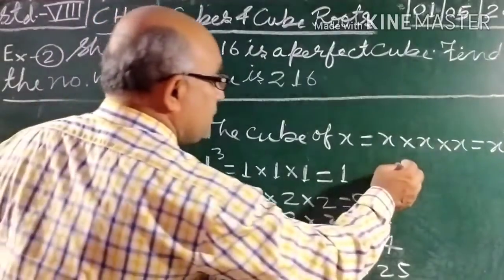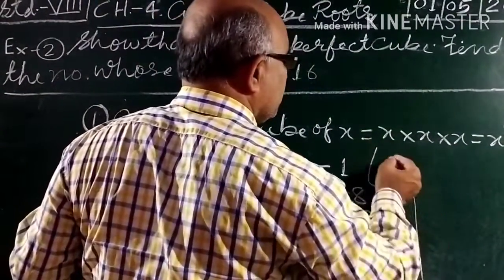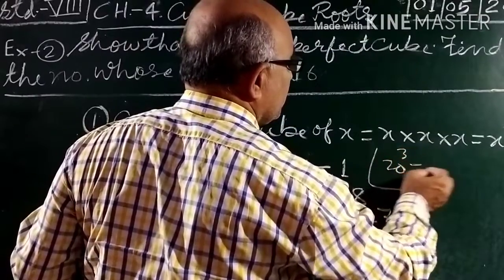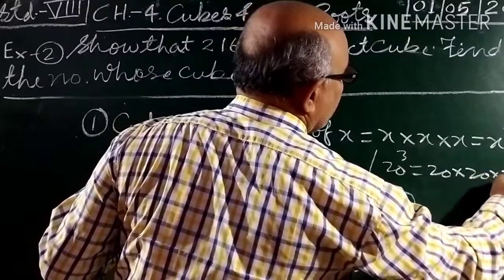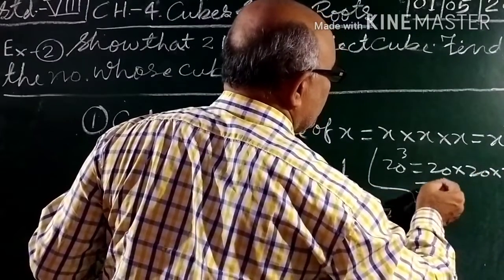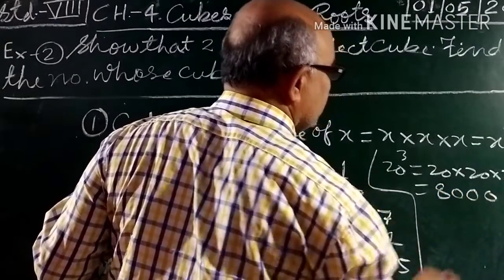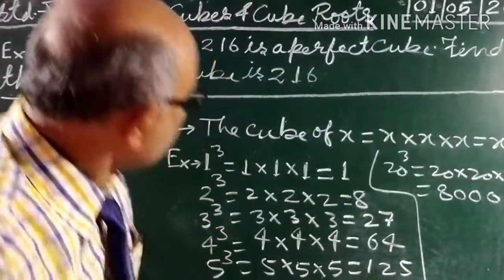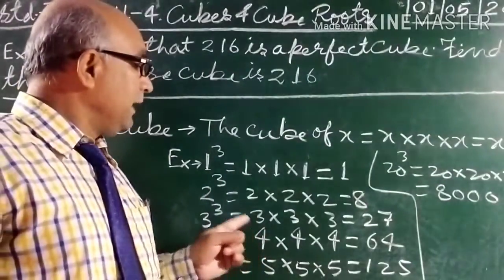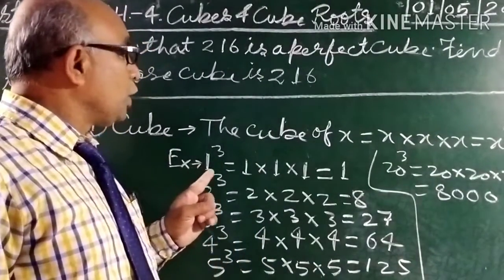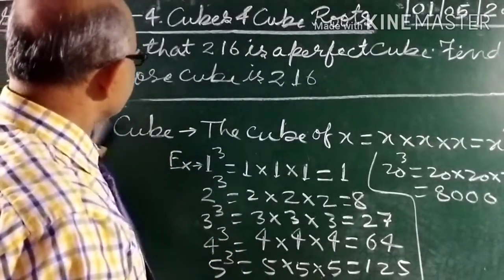Similarly, in this way, dear students, 20 cube means 20 into 20 into 20, equal to 8,000. Write it and understand. You write and remember cube of number 1 to 20.